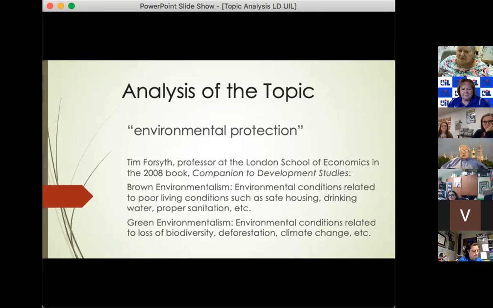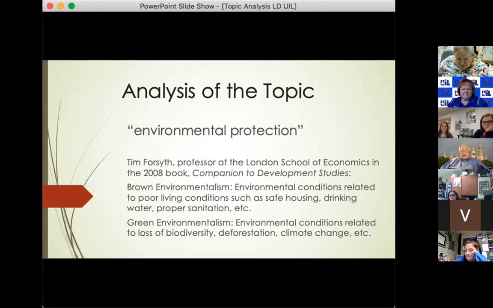Then we have the words environmental protection. And what do we mean by environmental protection? Well, it can mean different things to different people. Let's talk about one big category of difference. So for example, in the 2008 book by Tim Forsyth, professor at the London School of Economics, in the book Companion to Development Studies, he says we should distinguish between two kinds of environmentalism.